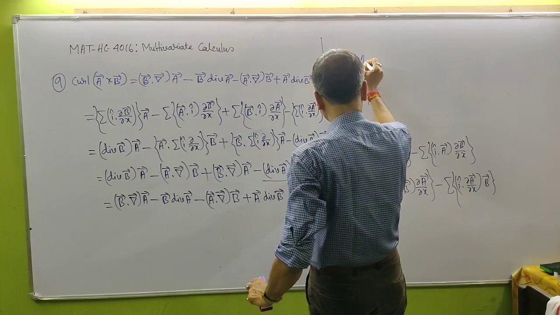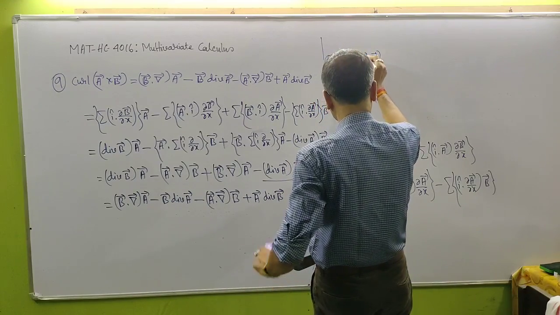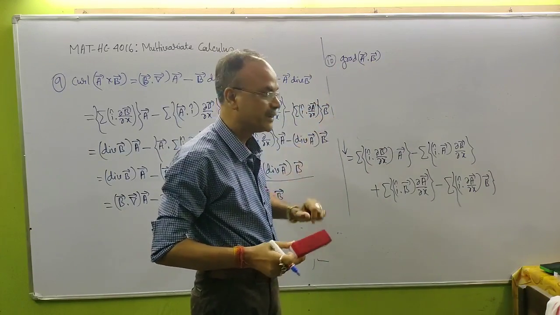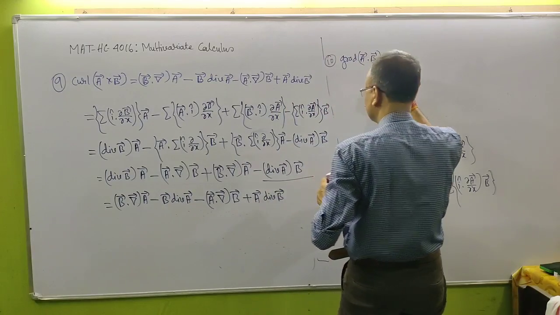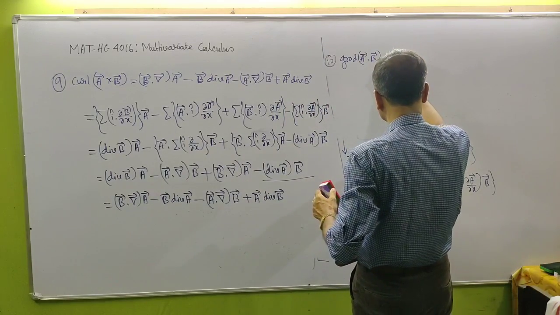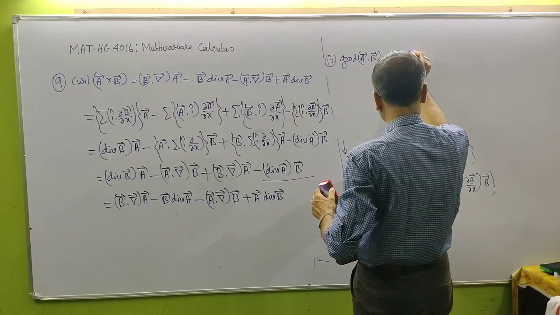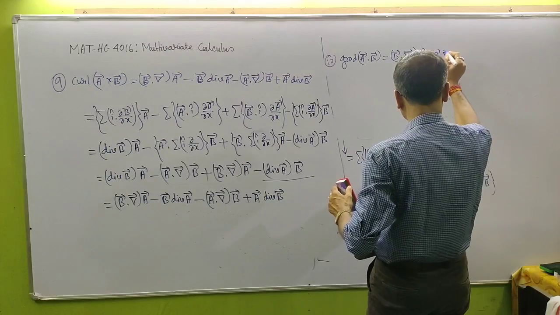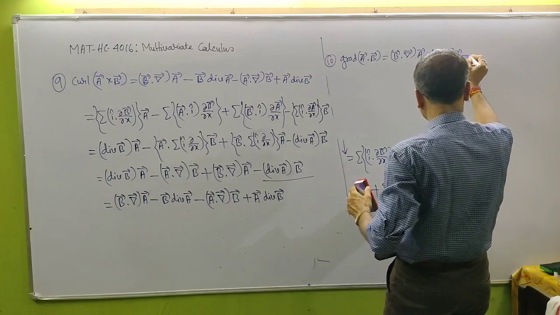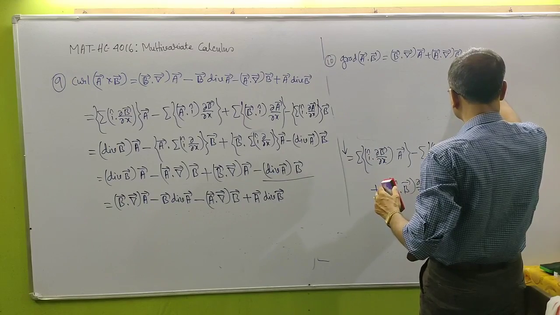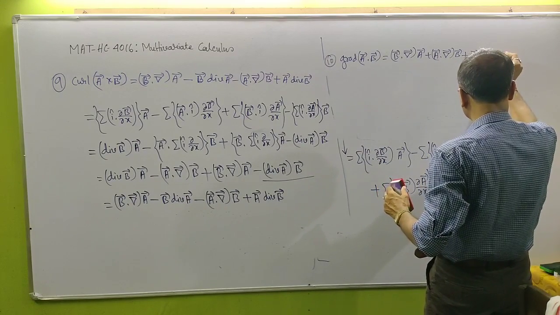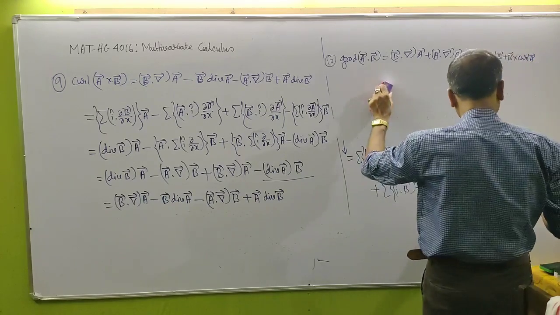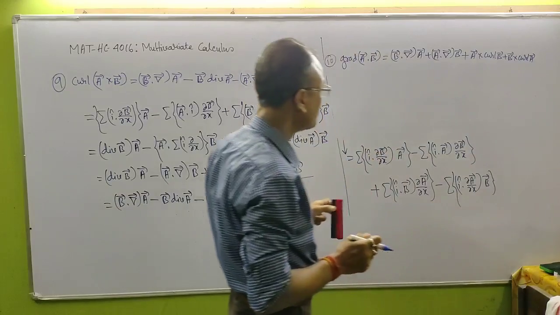Gradient of A dot B. Mind that gradient of a scalar function is a vector function. A dot B is a scalar. Gradient will be a vector. This is equal to B dot nabla A plus A vector dot nabla B plus A cross curl of B vector plus B cross curl A. You will get this one. B cross curl of A.